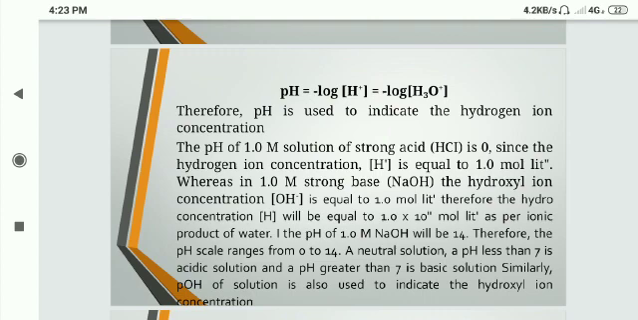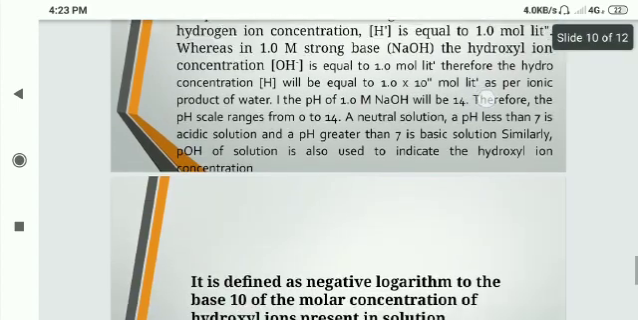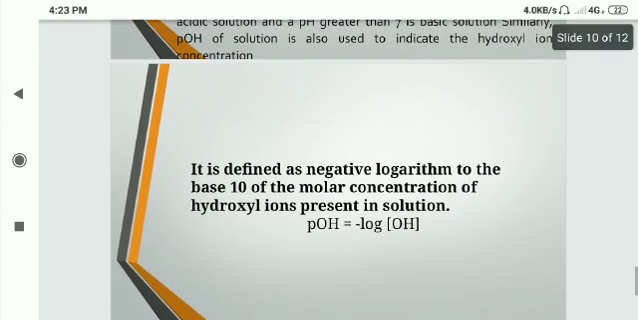Therefore, the pH scale ranges from 0 to 14. A neutral solution has pH 7, a pH less than 7 is an acidic solution, and a pH greater than 7 is a basic solution. Similarly, pOH is also used to indicate the hydroxyl ion concentration. It is defined as the negative logarithm to the base 10 of the molar concentration of hydroxyl ion present in the solution. Mathematically, pOH is equal to minus log of concentration of OH minus ion.